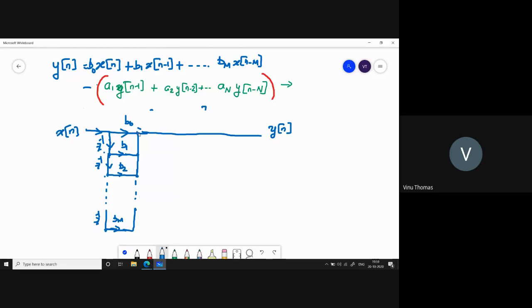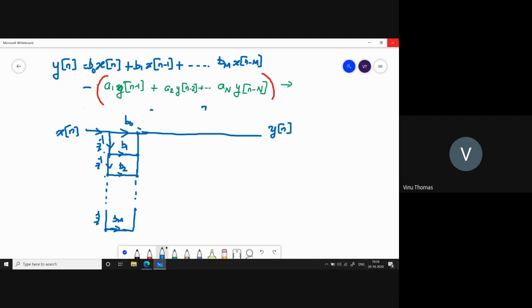So this is a summing node. Each of these are summing points. So what have you implemented here? This is x of n, this is x of n minus 1, x of n minus 2, x of n minus 3, etc., x of n minus m. And each of these are multiplied by the respective coefficients b0, b1, b2, etc., up to bm. So what you have here is b0 into x of n plus b1 into x of n minus 1 plus b2 into x of n minus 2 plus etc., up to bm into x of n minus m.